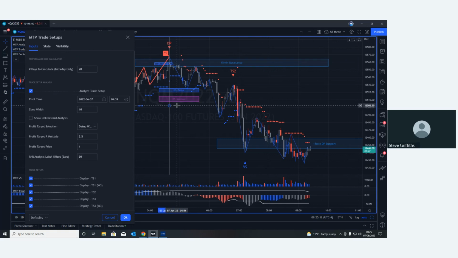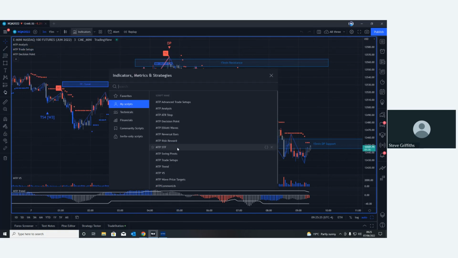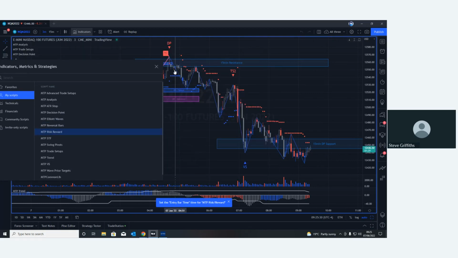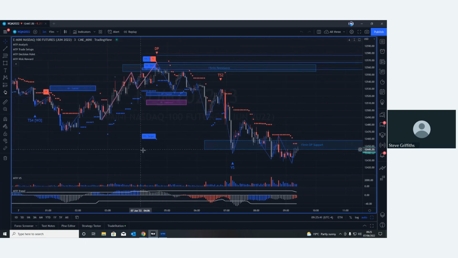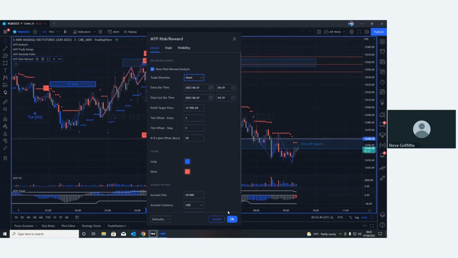So if you have a setup that's got the WPTs on, then you can know where the further ones out are. So I can leave the setup on, and then if I go to our risk reward, it says you've got to select the entry bar. So I'm going to select the entry bar, select the stop bar, and then come down and select the target price. And you see what that's done, if I actually get it the right way around by using short rather than long.